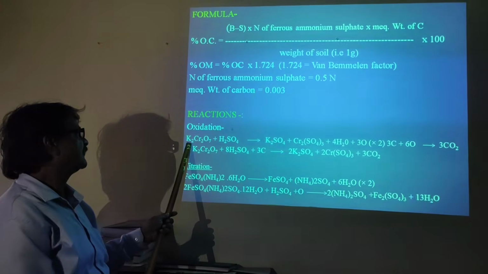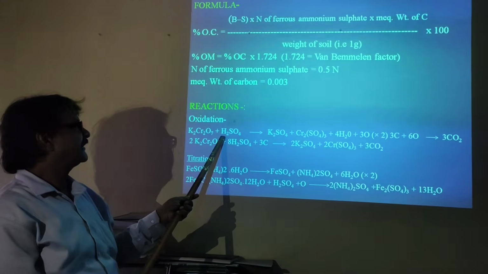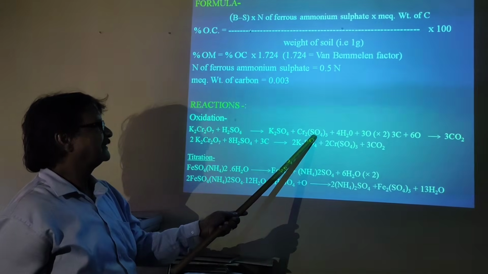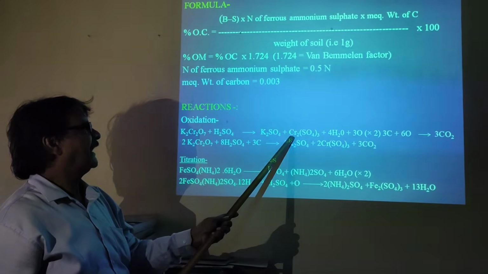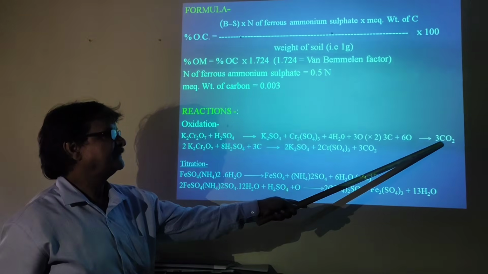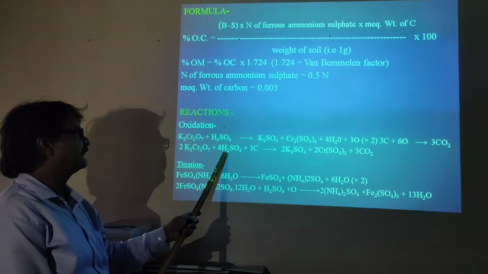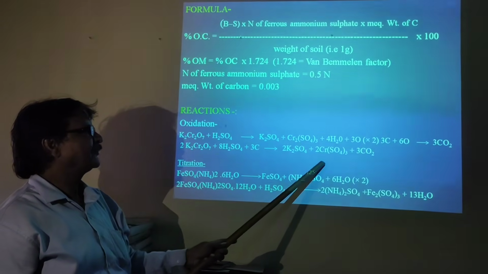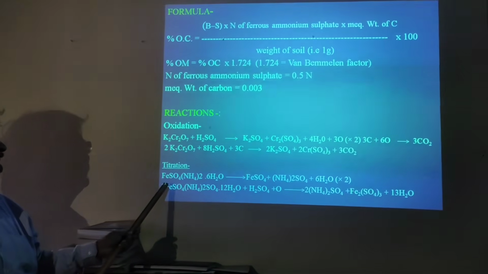See student, potassium dichromate, that is K2Cr2O7, in presence of sulfuric acid H2SO4, will convert into sulfates. Two types of sulfate are there, potassium sulfate and chromium sulfate, plus side by side we have oxygen, and it is releasing carbon dioxide. In the second case, potassium dichromate in presence of sulfuric acid plus carbon is again converted into potassium sulfate, chromium sulfate and carbon dioxide.